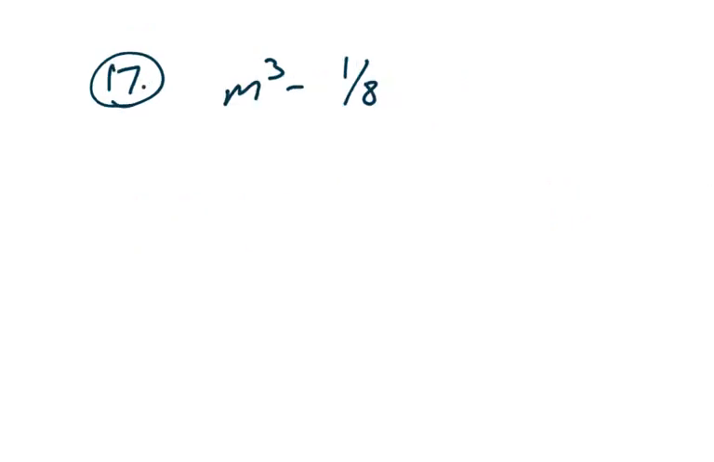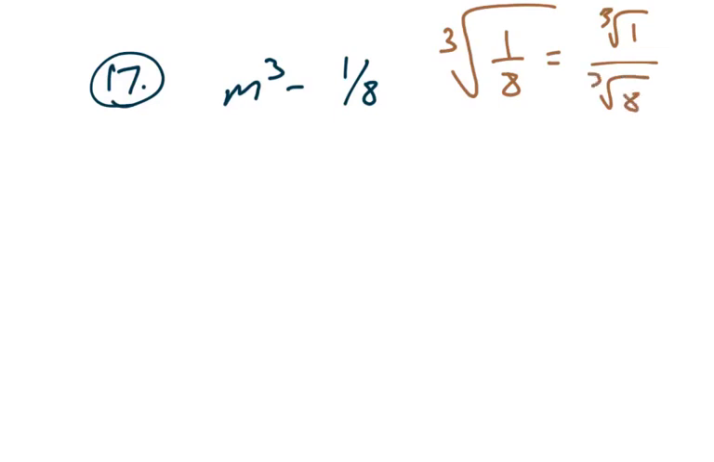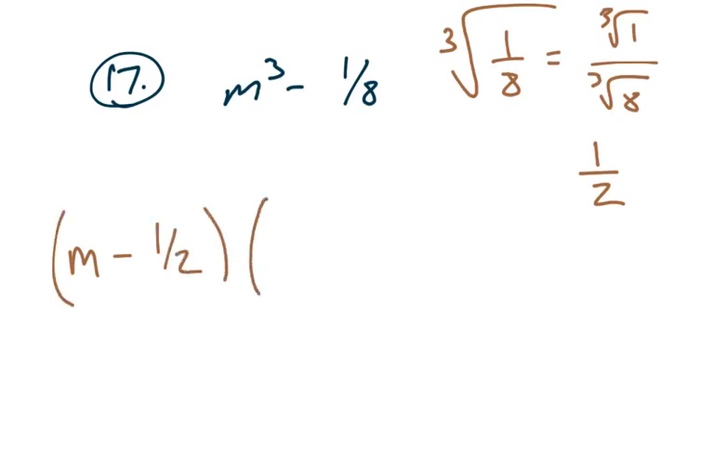Moving right along. I'm trying to scare you with fractions. This was actually easier than the other ones, because if you take the cube root of 1 over 8, so let me write that out. The cube root of 1 over 8 just means you're taking the cube root of 1 over the cube root of 8. You don't have to write this out every time, or even on this one. It's just going to give you 1/2. So this is going to become m minus 1/2. Square both. The middle is the product of the two, which is 1/2 m. And that's it.